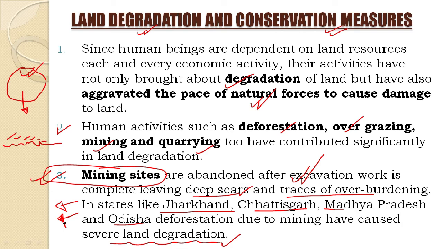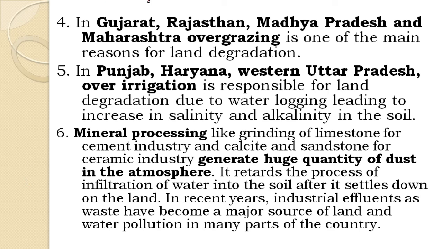Students, you know that all these regions are rich in mineral and power resources. For example, plenty of iron ore is found in the Jharkhand belt, in the Chhattisgarh belt, in Madhya Pradesh belt. Then we can find coal in Jharkhand. So a lot of human beings have carried out mining activities, but what happens after that? They completely abandon that site after excavation is done, which leaves deep scars. Therefore the land becomes completely rough, completely filled with cuts, and therefore land is left degraded. Now let us move to certain regions.